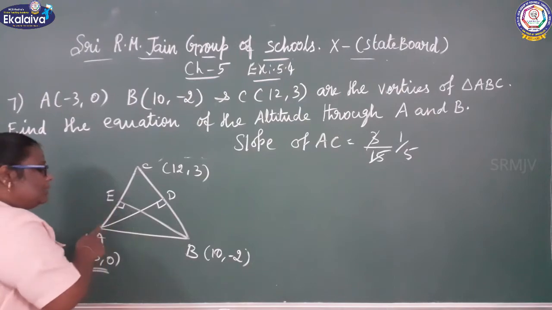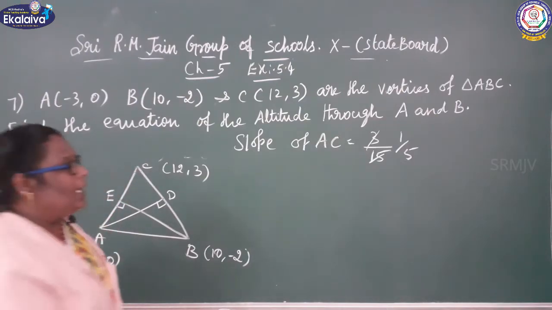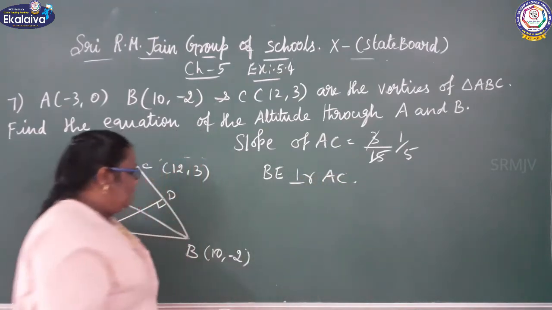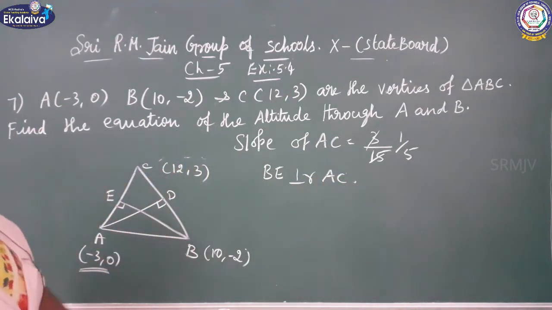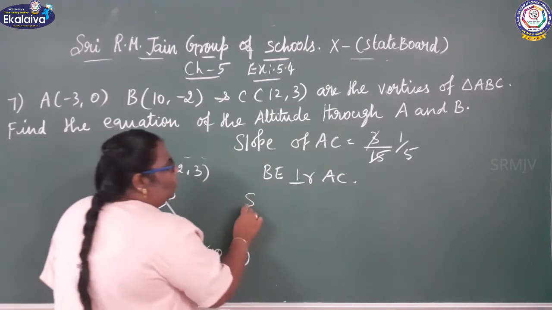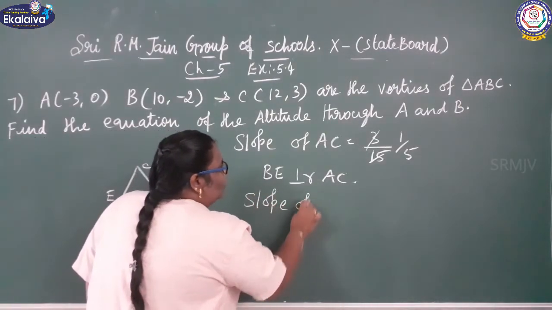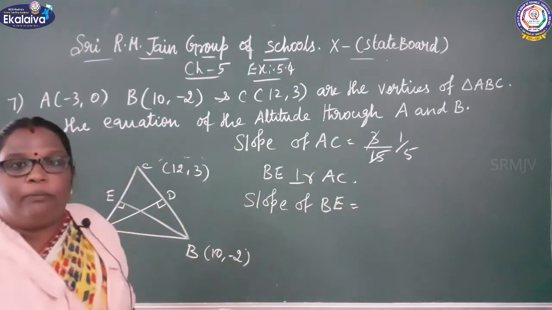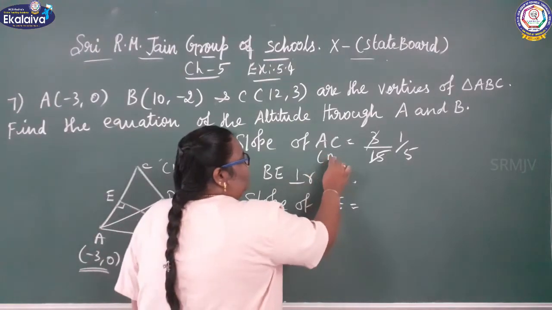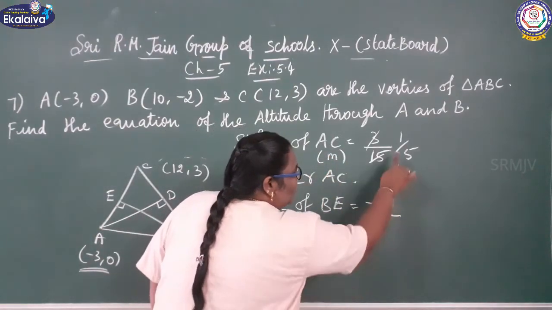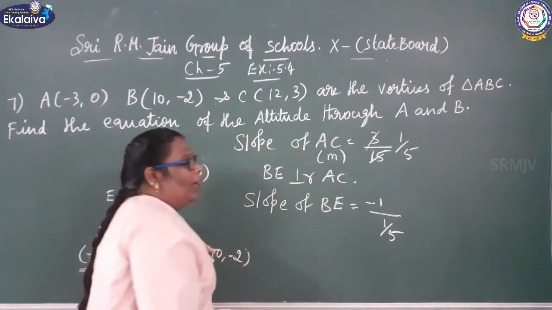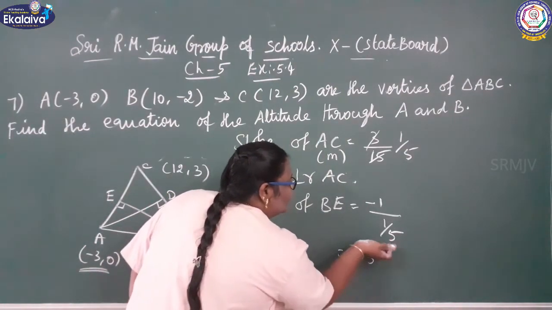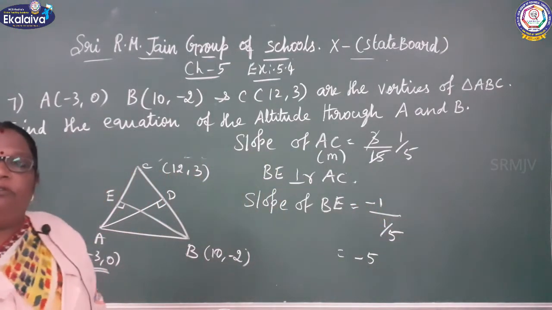See, BE is perpendicular to AC. Slope of BE equals, perpendicular means minus 1 by m. So this is m, 1 by 5. So slope of BE equals the reciprocal of this value, minus 5.